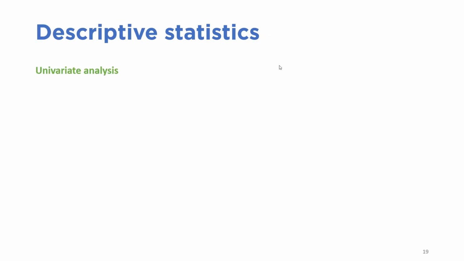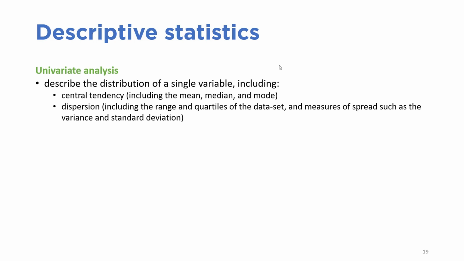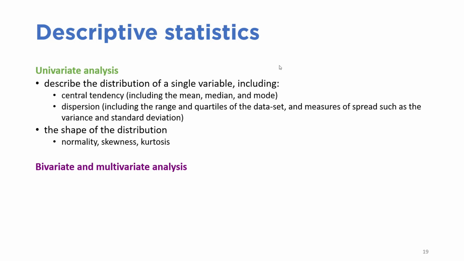So if you're doing univariate analysis with descriptive statistics, you're usually looking at the distribution of a single variable. So you could be looking at central tendency, dispersion. You're looking at how the data is shaped, so the shape of the distribution. You check to see if it's normal. You're checking to see if it's skewed or if it's blocky, with kurtosis.